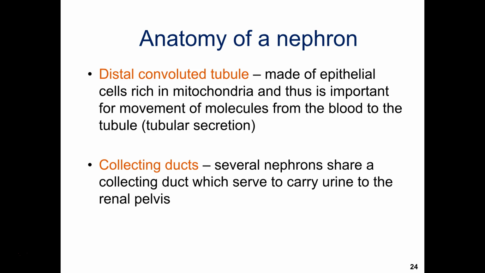The distal convoluted tubule is important for the movement of molecules from the blood to the tubule. And you have collecting ducts, which are going to ultimately carry urine to the renal pelvis, and then from the renal pelvis to the ureter, from the ureter to the urinary bladder, from the urinary bladder to the urethra, from the urethra out of your body.